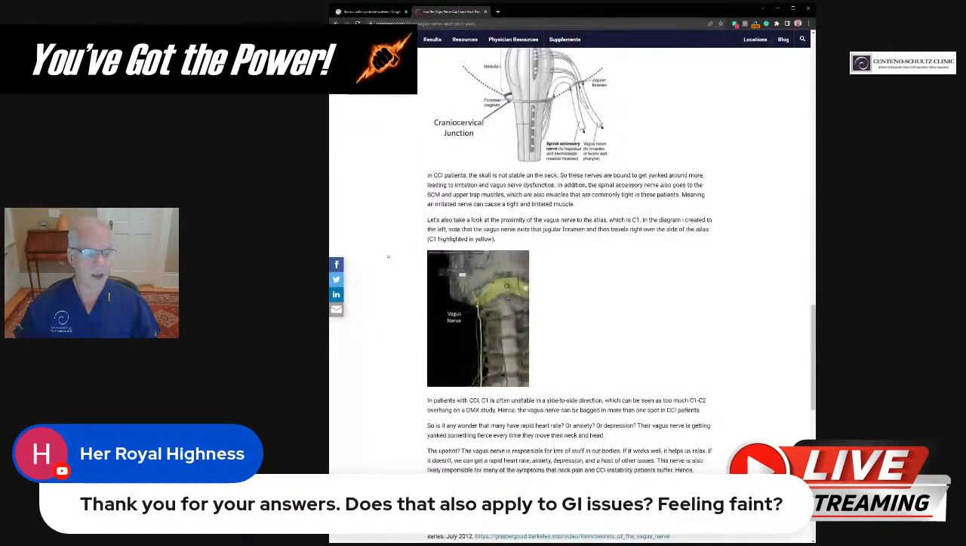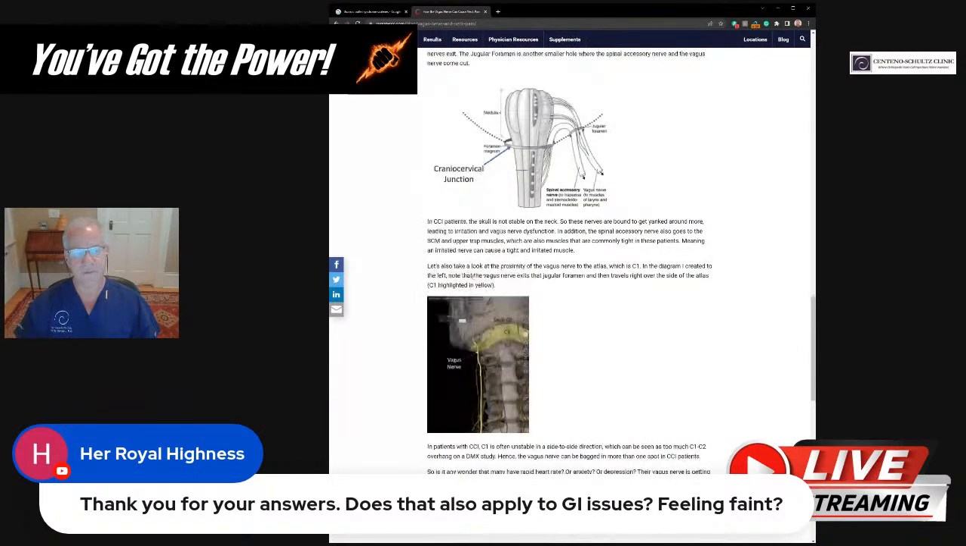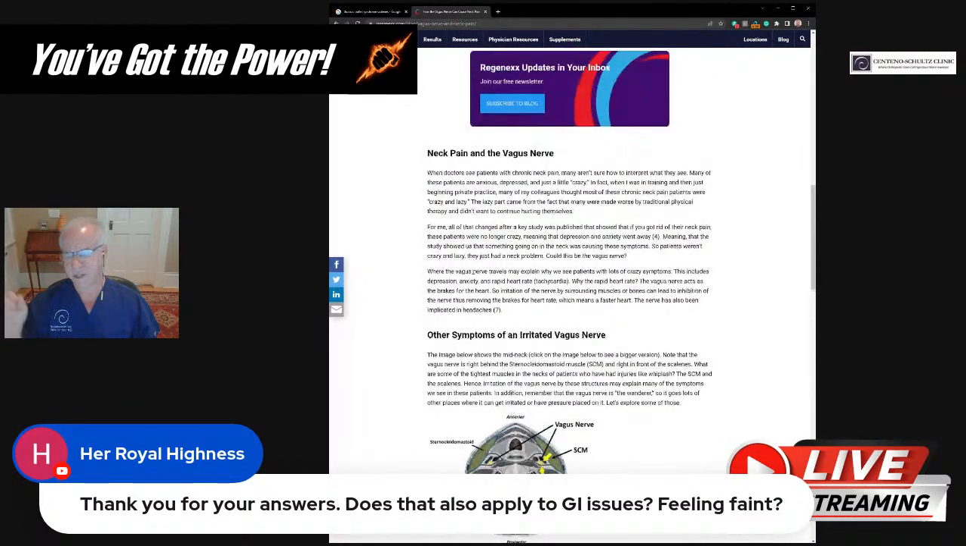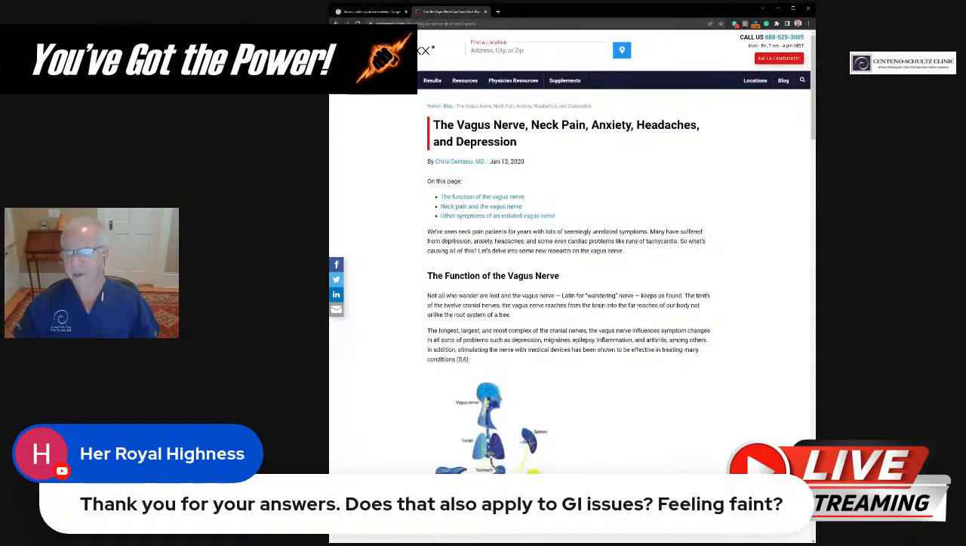this blog here talks about the location of the vagus nerve versus the transverse process of the atlas. So that irritation of the vagus nerve can cause all sorts of problems, including feeling faint or POTS-like symptoms, and GI issues, because the vagus nerve controls both how fast the heart beats in response to things, as well as the GI system.